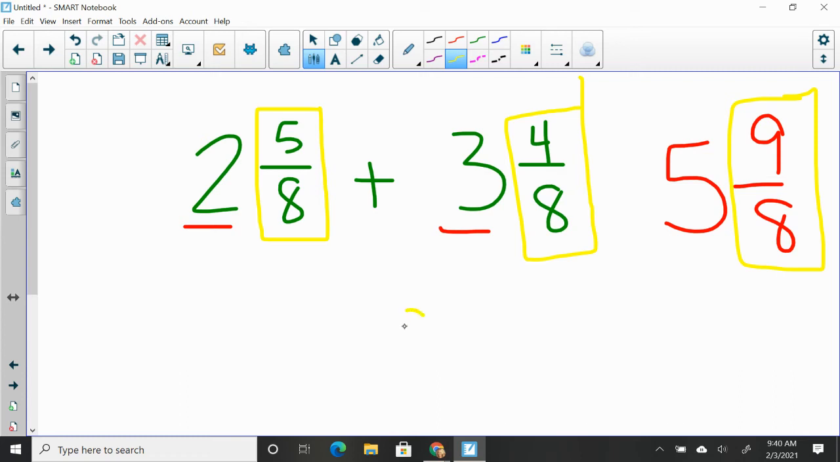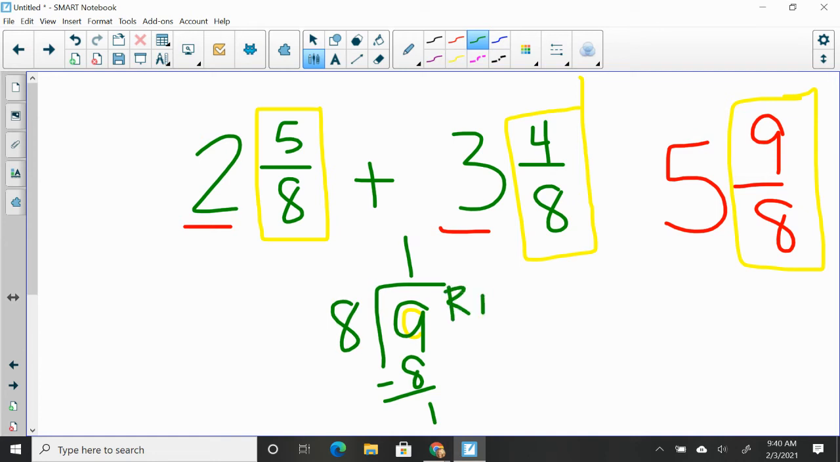Okay. Or you could just think about it like this. So 9 divided by 8. So 8 goes into 9 one whole time. And 9 minus 8 is 1. So my leftover, this guy, is my numerator. Okay. So it would be 1 whole and 1/8. Okay. All right. And then we're still not done.